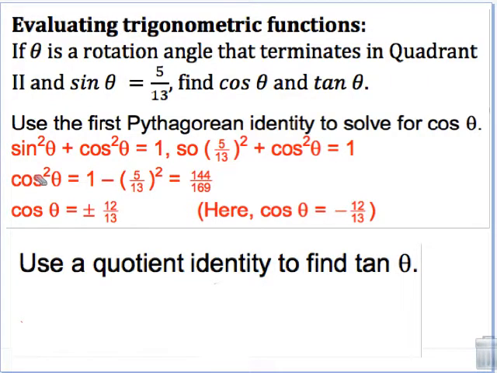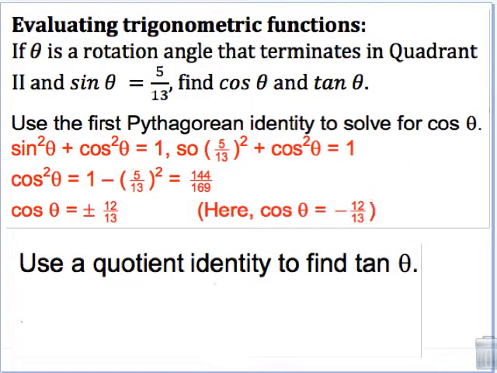So now if I have sine squared plus cosine squared, that's going to equal the hypotenuse of 1. And so I'm going to take my ratio, 5/13, that I got for sine theta, square that, and then add it to cosine squared theta and set it equal to 1. Well, I'm looking for cosine squared theta, so I'm going to subtract here. I want to go ahead and square my fraction, and then subtract it. If I plug that into the calculator, I would get 144 divided by 169.